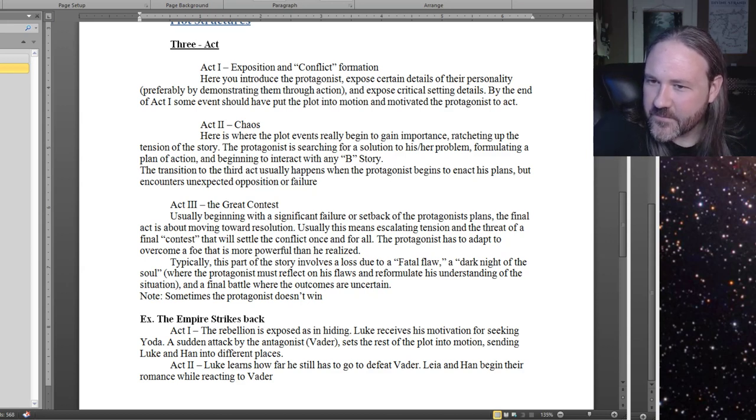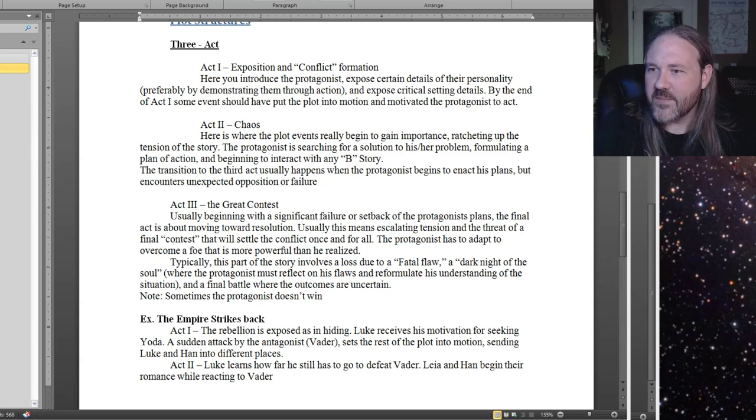Minor conflict leading into major conflict is a good idea. It can work, as long as the minor conflict's interesting. So what you want is for the transition into Act 2, the Chaos Act, to be something that's really big, if you're going to do it that way.